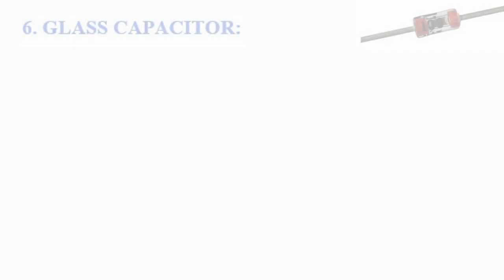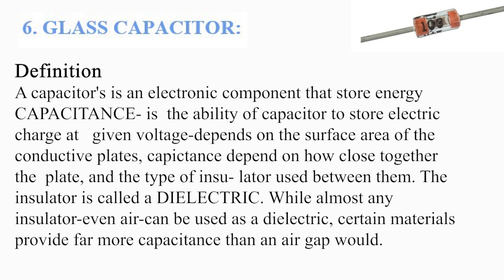At 6, we have glass capacitor. A capacitor is an electronic component that stores energy. Capacitance is the ability of a capacitor to store electric charge at a given voltage, depending upon the surface area of the conductive plates. Capacitance depends upon how close together the plates are and the type of insulator used between them. The insulator is a type of dielectric.